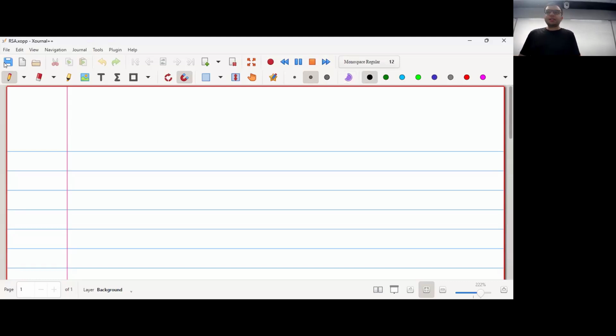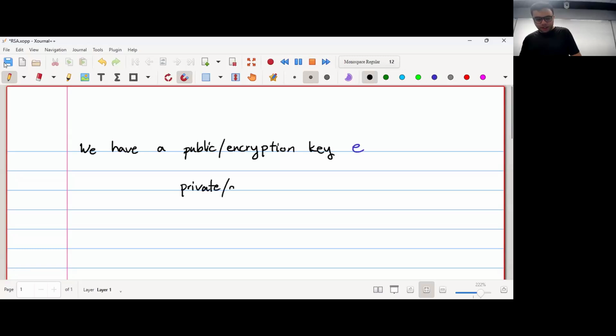So remember, the idea was that we're going to have two different keys. So we have a public key, or let's call it an encryption key, E. And then we have another key for decryption. And the encryption key is public, but there is also a private or secret or decryption key, D, and this is supposed to be private.